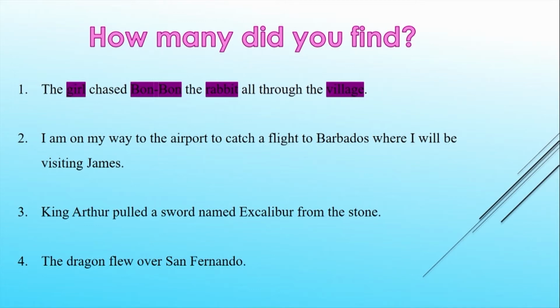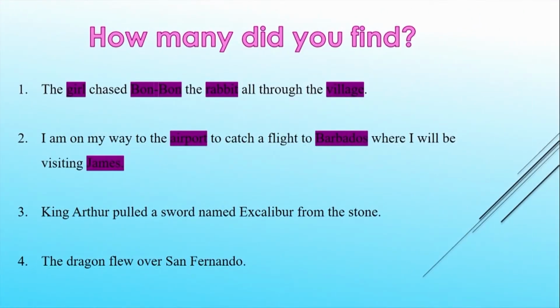So let's see. I am on my way to the airport, so that's 1, to catch a flight to Barbados, that's 2, where I will be visiting James, that's 3. So we have airport, Barbados, and James. Again, 2 places and a person. So as I said before, whatever your name is would also qualify itself as a noun.